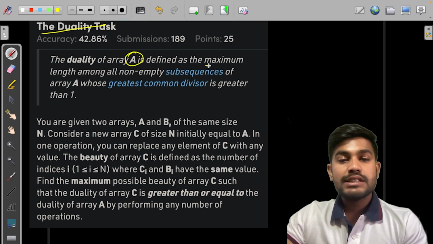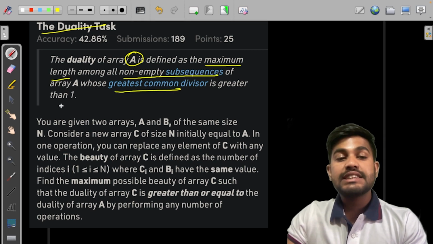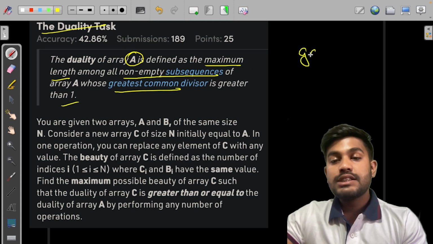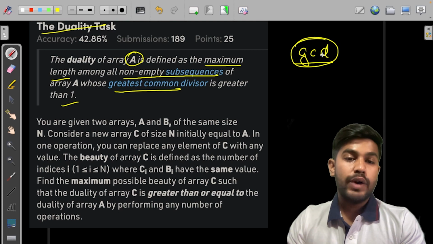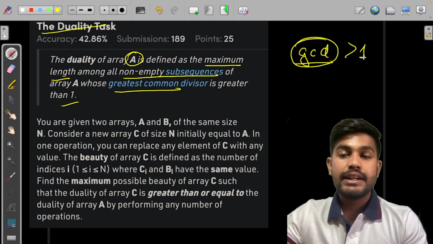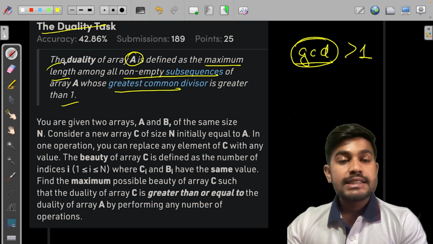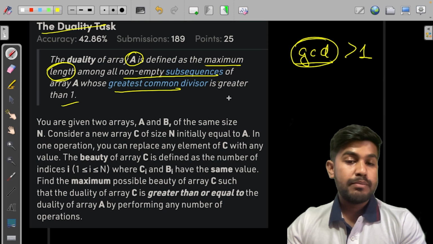Duality of an array is the maximum length among all non-empty subsequences of the array whose GCD, greatest common divisor, is greater than 1. Now maximum length of subsequence, not subarray, please do remember this.